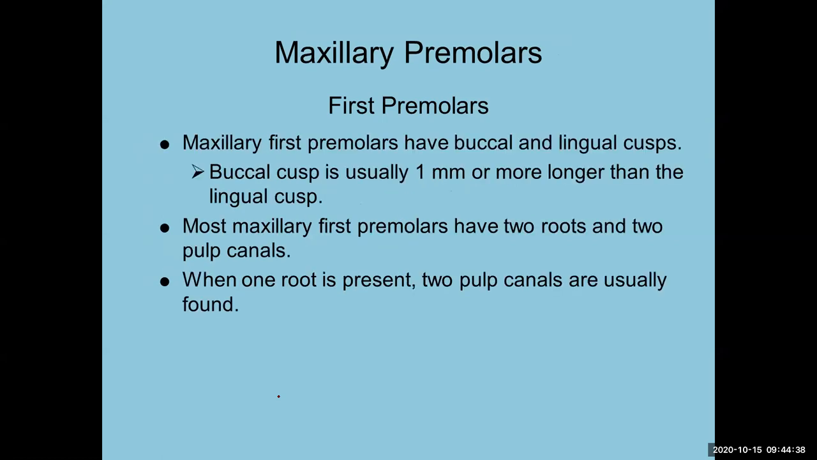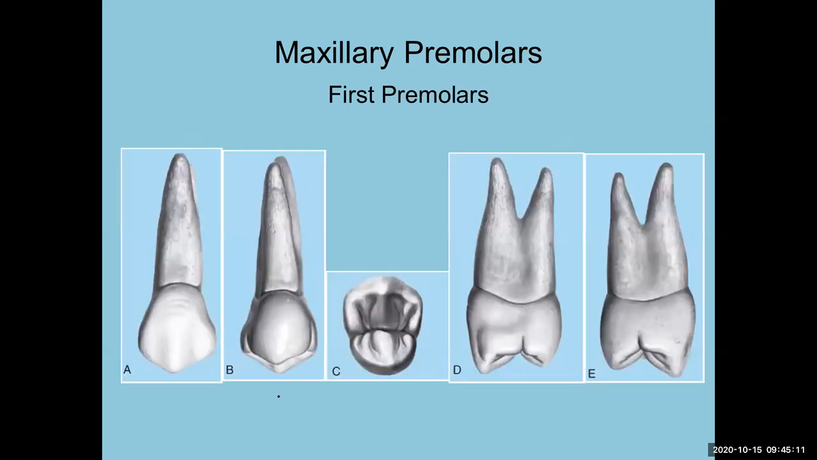So keep that in mind. Maxillary first premolars have both buccal and lingual cusps, but that buccal cusp is usually 1 millimeter or more longer than the lingual cusp. It's not a flat occlusal table. Most maxillary first premolars have two roots, two pulp canals. When one root is present, two pulp canals are usually found. That was in our general characteristics chapter.